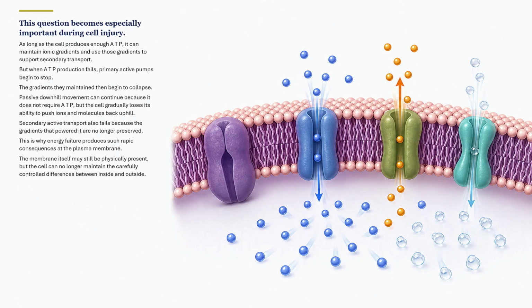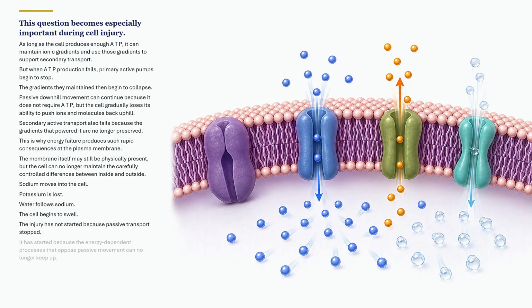The membrane itself may still be physically present, but the cell can no longer maintain the carefully controlled differences between inside and outside. Sodium moves into the cell. Potassium is lost. Water follows sodium. The cell begins to swell. The injury has not started because passive transport stopped. It has started because the energy-dependent processes that oppose passive movement can no longer keep up.